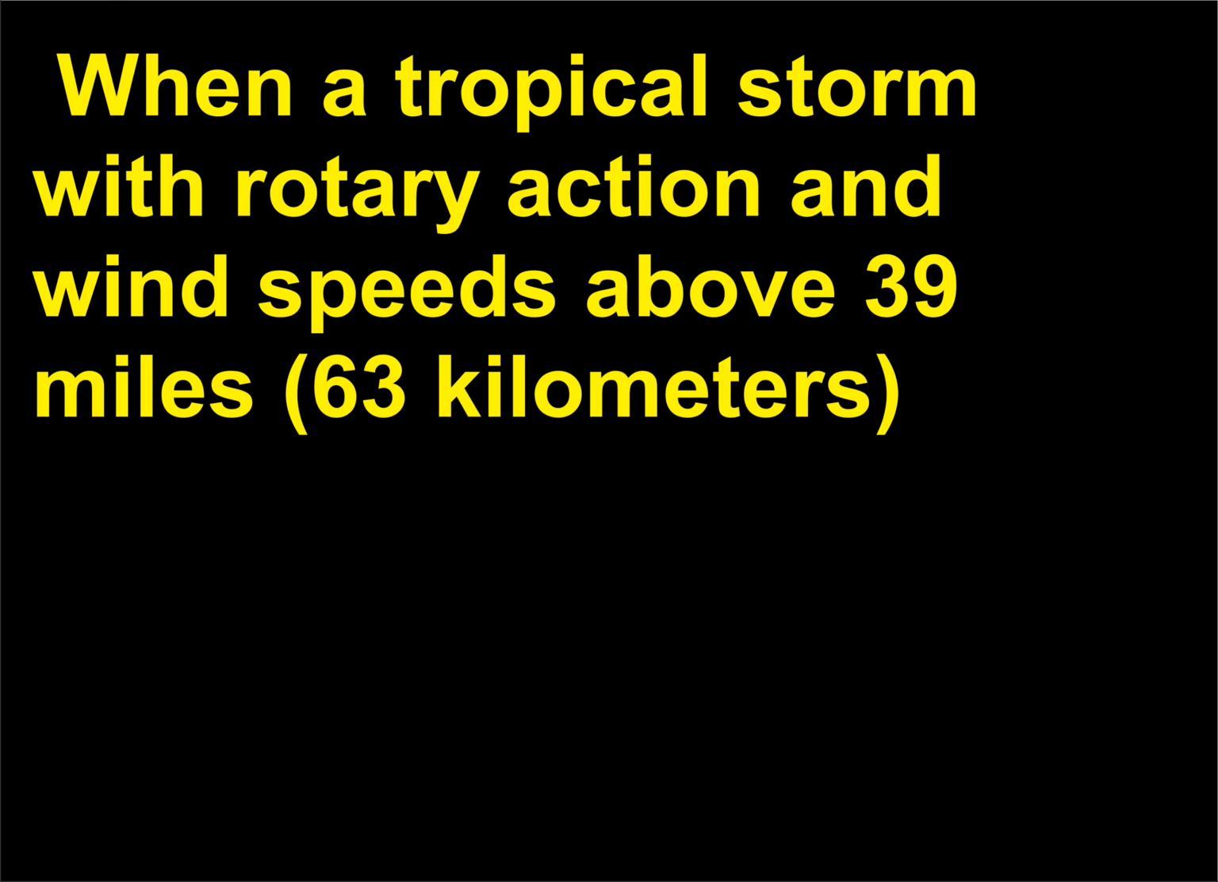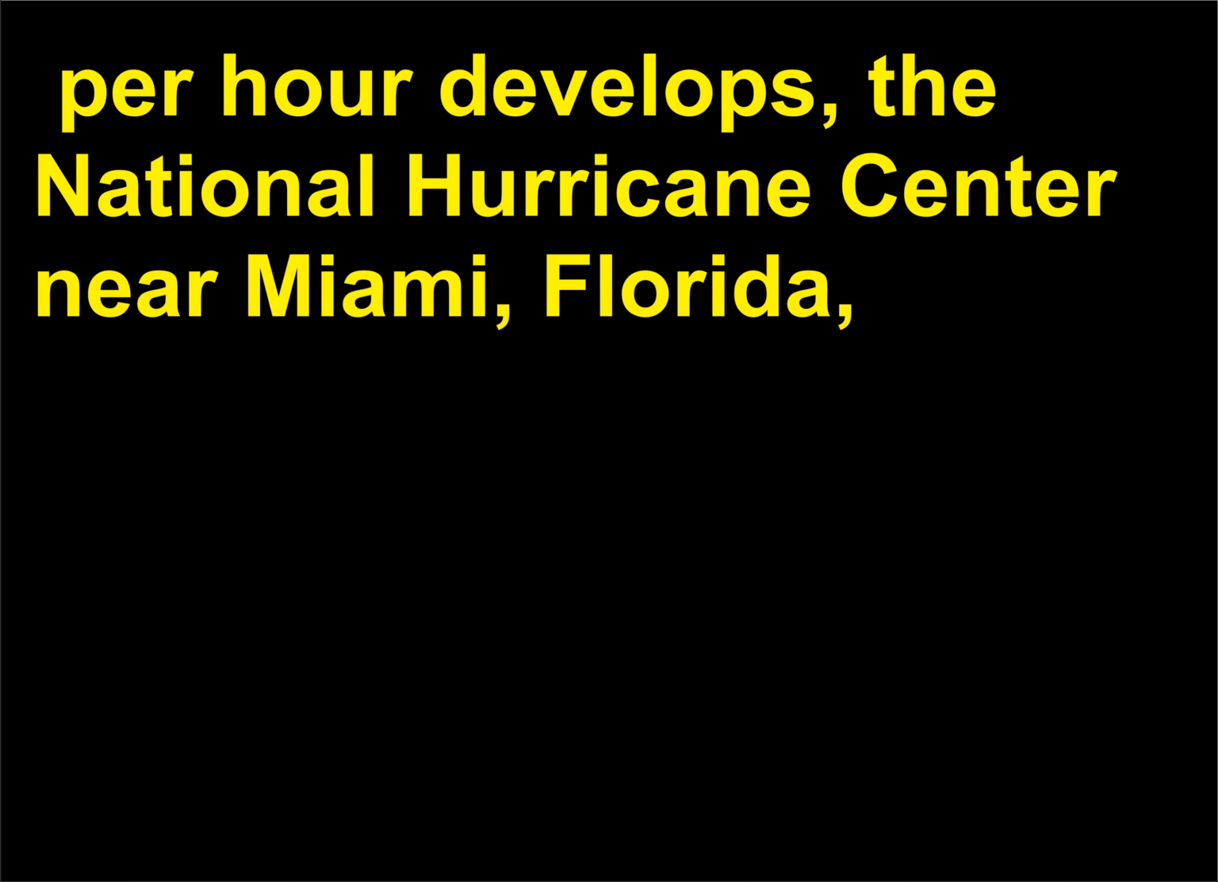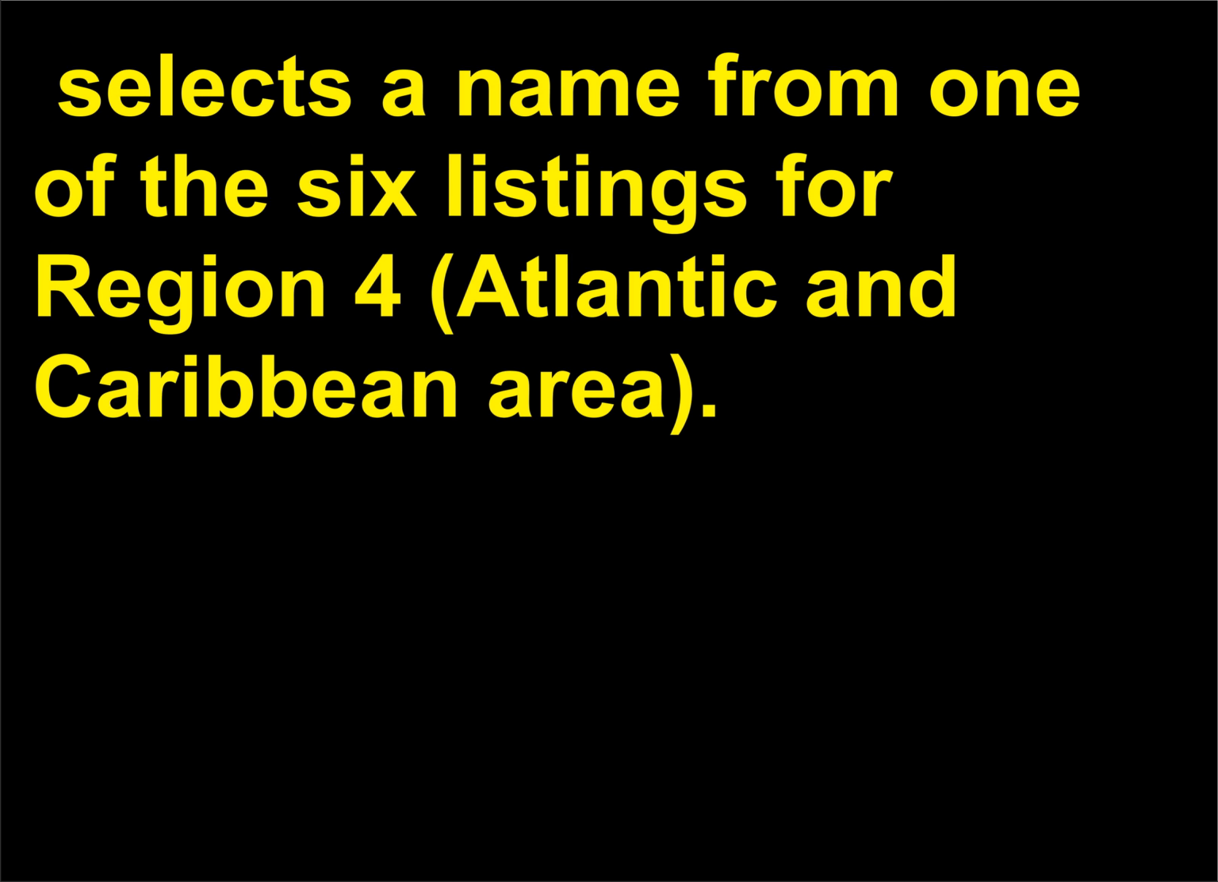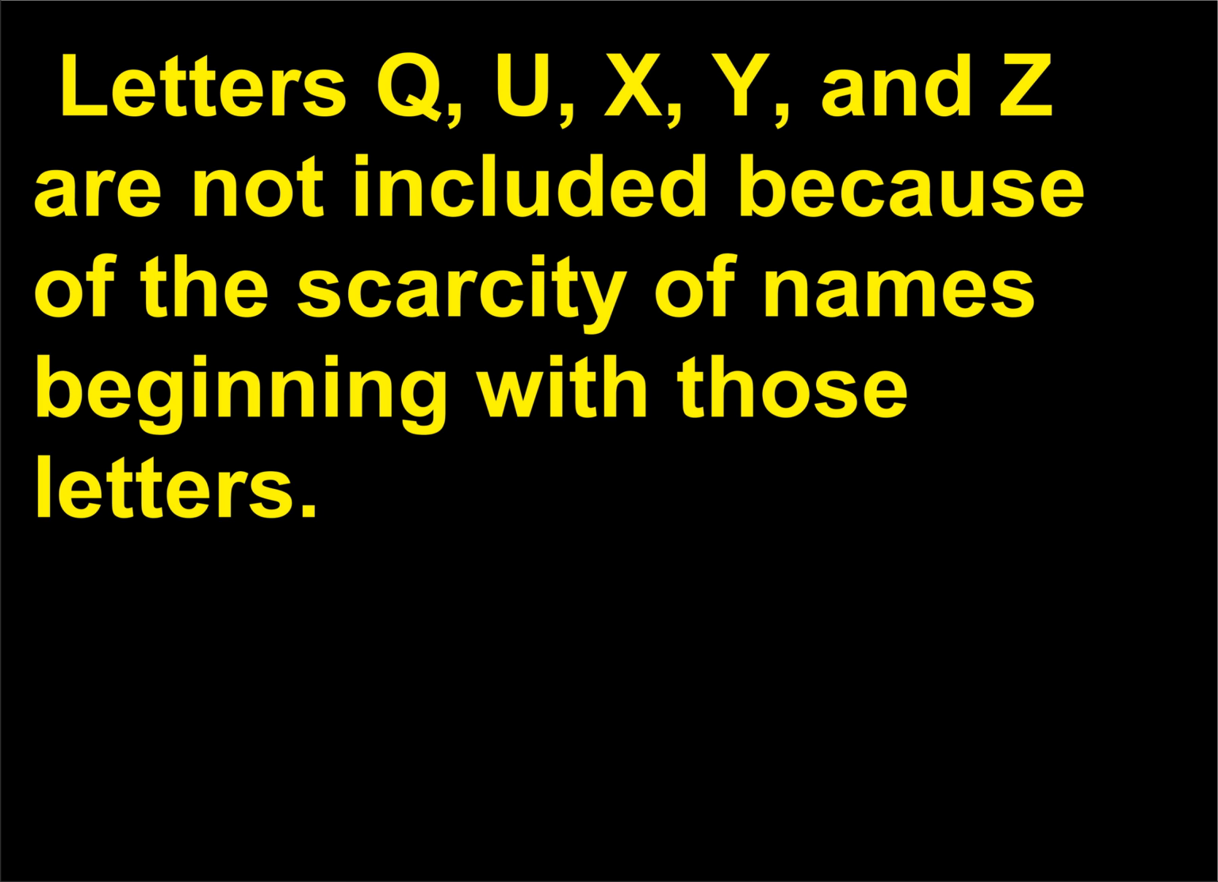When a tropical storm with rotary action and wind speeds above 39 miles, 63 kilometers per hour develops, the National Hurricane Center near Miami, Florida, selects a name from one of the 6 listings for Region 4, Atlantic and Caribbean area. Letters Q, U, X, Y, and Z are not included because of the scarcity of names beginning with those letters.